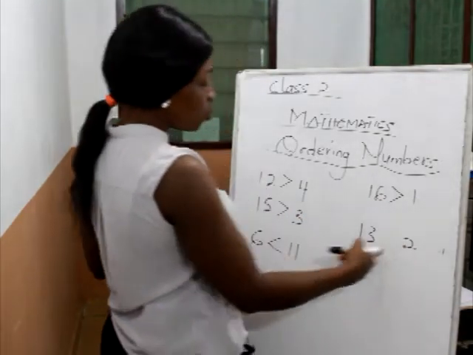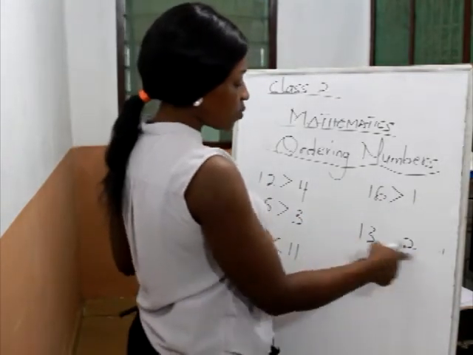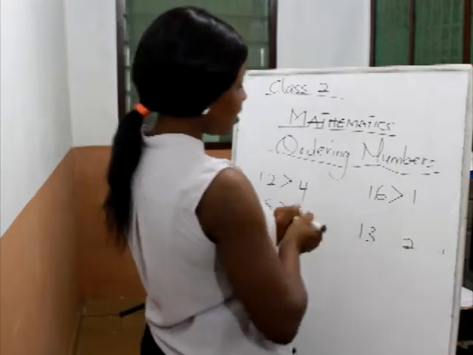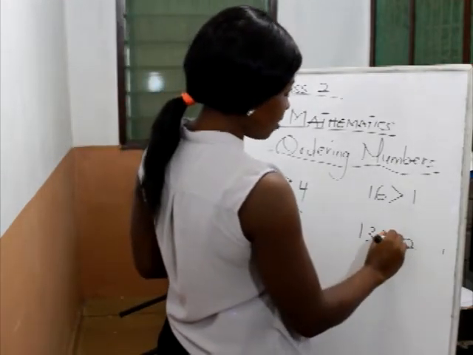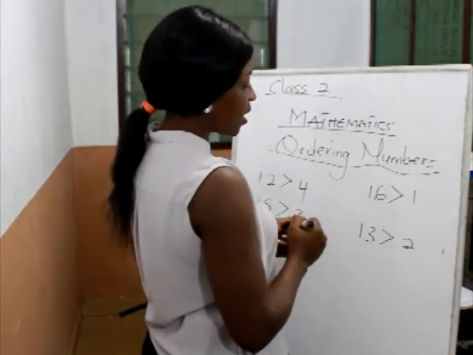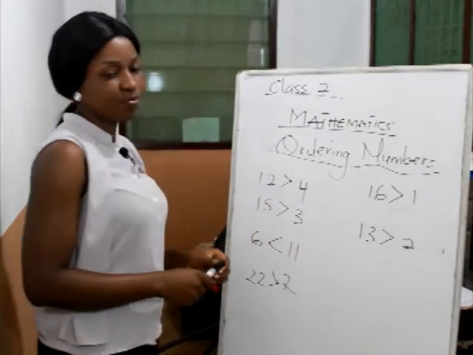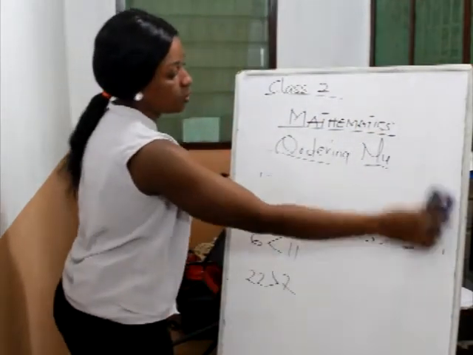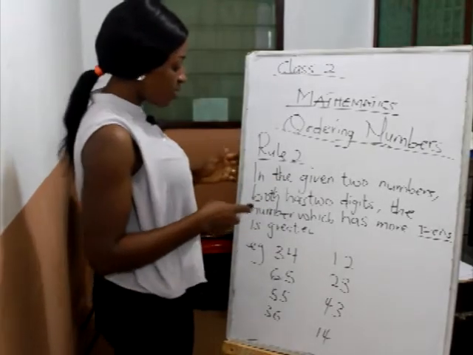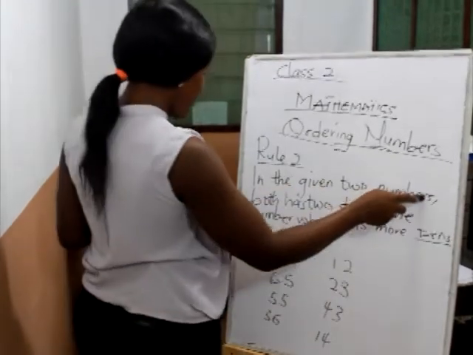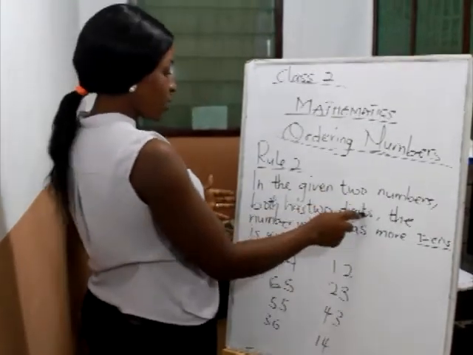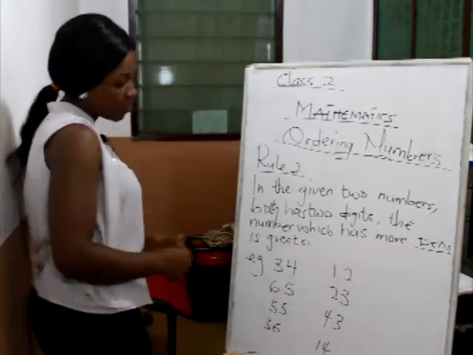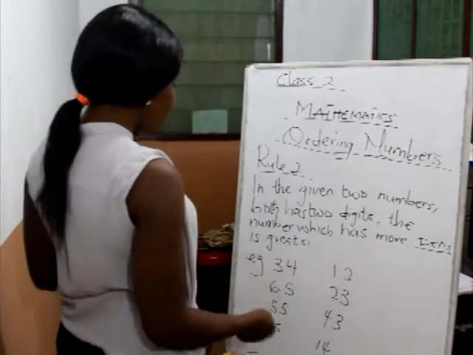13 and 2. 13 has 2 digit numbers. 2 has only 1 digit number, 2, so 13 is greater than 2. Let's move on to rule number 2. Rule number 2 says in the given two numbers, both have 2 digits, the number which has more tens is greater. So let's look at these numbers we have here.